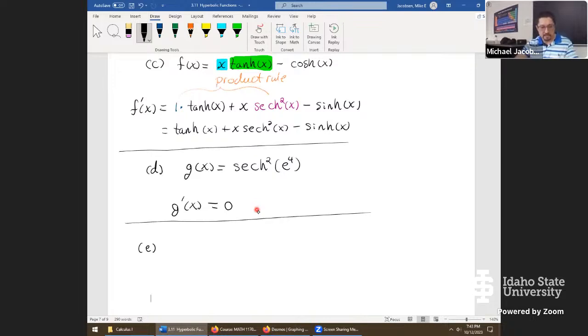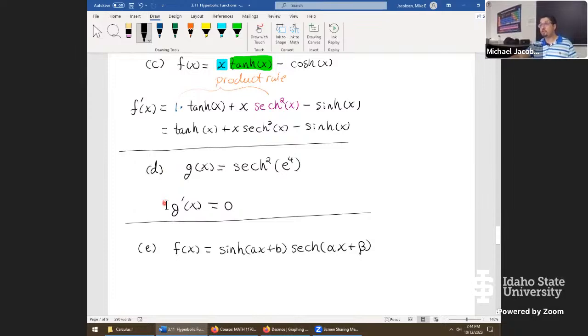Here's our part E. It goes f of x equals sinh of ax plus b times sech of alpha x plus beta. Really weird problem, and it's kind of similar in spirit to what's happening in part D. The derivative isn't 0, but in part D, the way we got through it is we had to know what was constant and what varied.